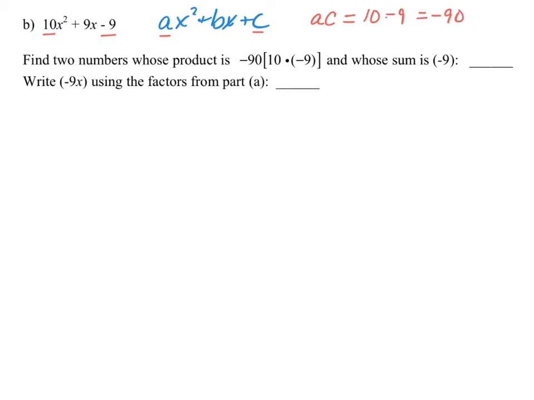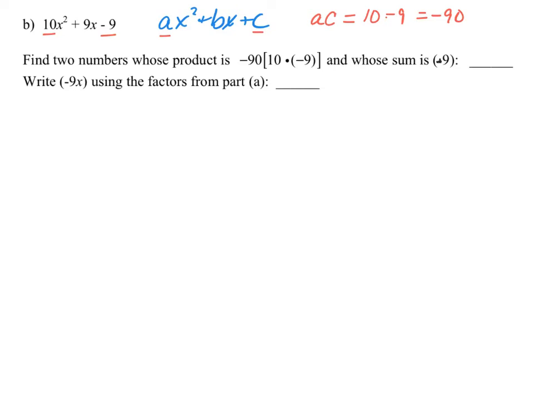Now we want to find the two numbers whose product is negative 90 and whose sum is positive 9. Just realize that there is a mistake here on the handouts. If you're following along, make that correction.